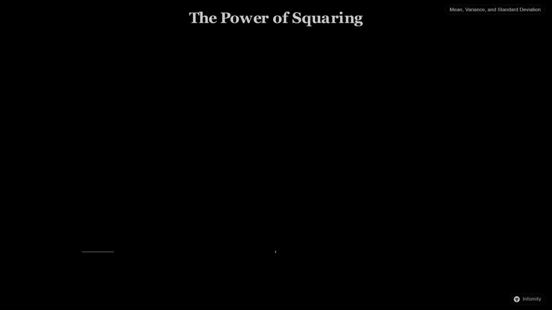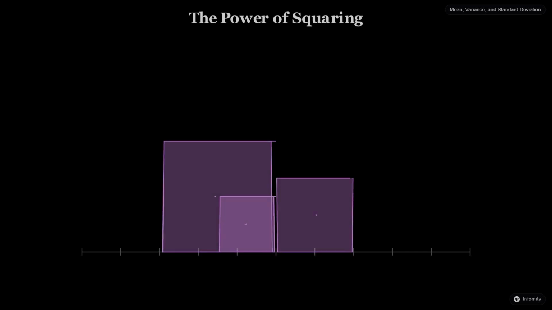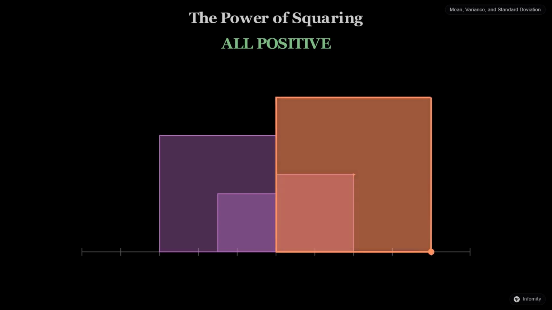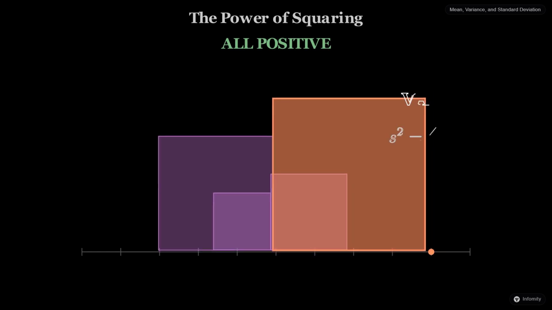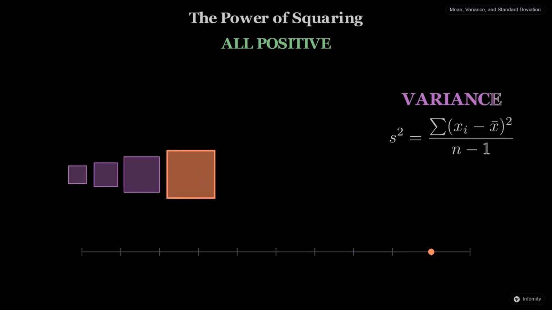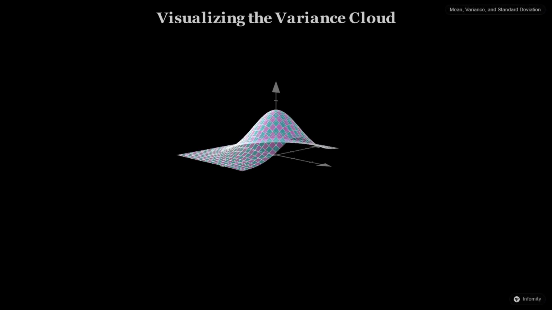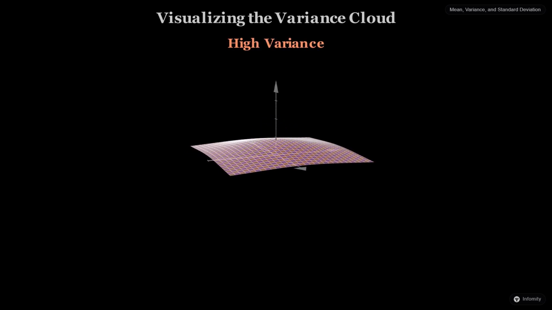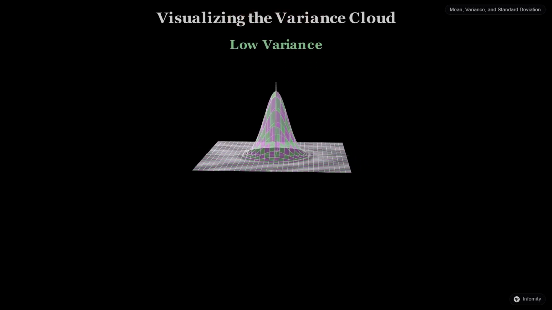To solve this, we square each deviation. Squaring turns every number positive, ensuring that every arrow contributes to our measure of spread. More importantly, squaring penalizes outliers. When we take the average of all these squared areas, we get a value called the variance. Think of variance as the total area of the cloud of arrows around the center. High variance means the cloud is wide and thin, representing a lot of uncertainty. A low variance means the cloud is tight and dense.